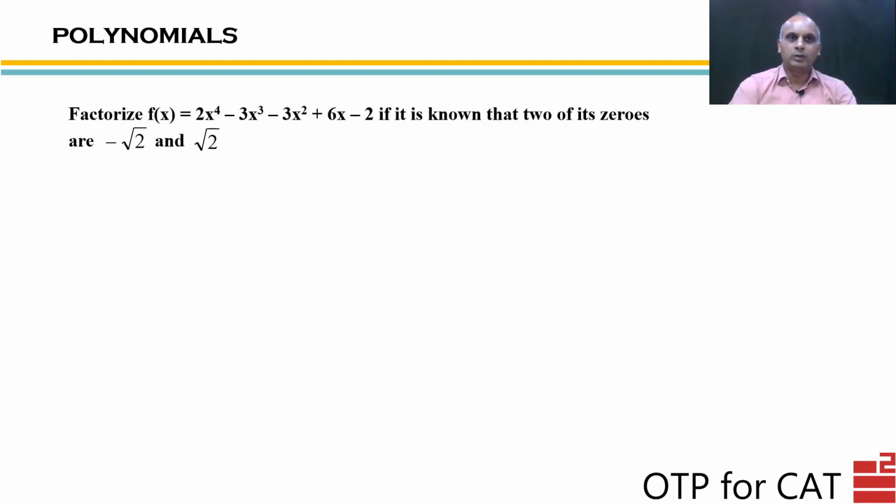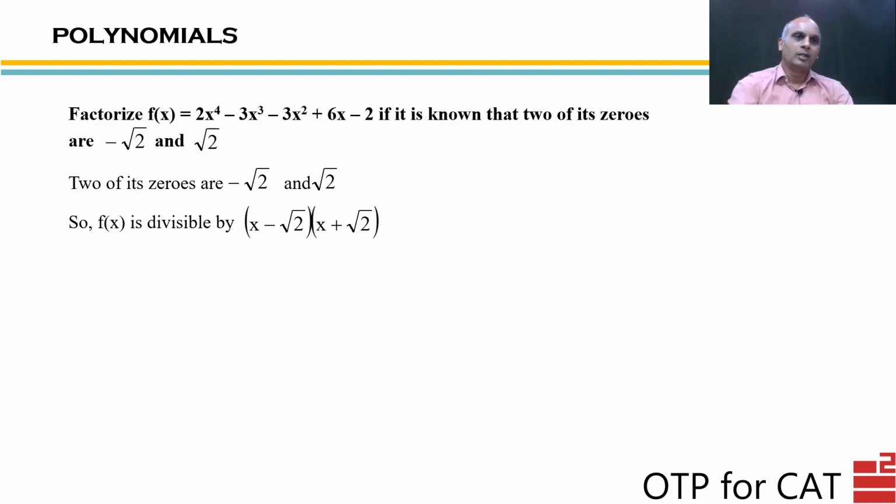Factorize this. Now, this is a fourth degree polynomial, and in this case, I'm also given that two of its zeros are minus root 2 and plus root 2. Zeros of the polynomial means those values which, when put in the value of x, make the function's value 0. That means x minus root 2 and x plus root 2 both are factors of the given polynomial. And so the function is divisible by (x minus root 2) into (x plus root 2), which I can also write as x square minus 2.